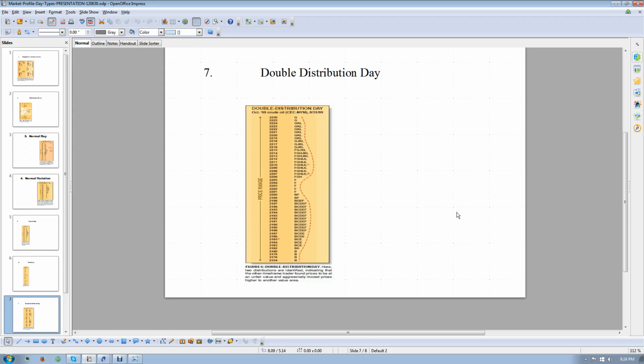And then the final type of profile structure that's formed is called a double distribution. And one of the characteristics of these is what's called single prints, and that's just basically, we know that each TPO is a 30-minute time frame. And you can see here, F, I can tell you right now, this is important out of TPOs. The market opened up and traded around here in B, C, D, and E period.